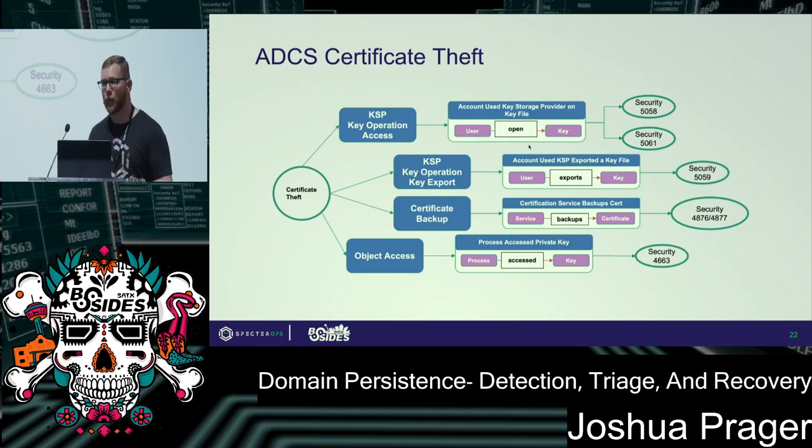Additionally, that Certified Pre-Owned white paper, like I talked about, contains a lot of these event IDs that I have listed up here. We can look for things like 5058, which displays an operation on a key file. We can look for any time a user opened a key file. We can look for any time a user exported a key file. Essentially, there's a ton of event IDs and telemetry that a lot of clients are not ingesting that contain all the necessary information to let you know, hey, someone's stealing the keys to the whole kingdom. It's kind of a bad thing.